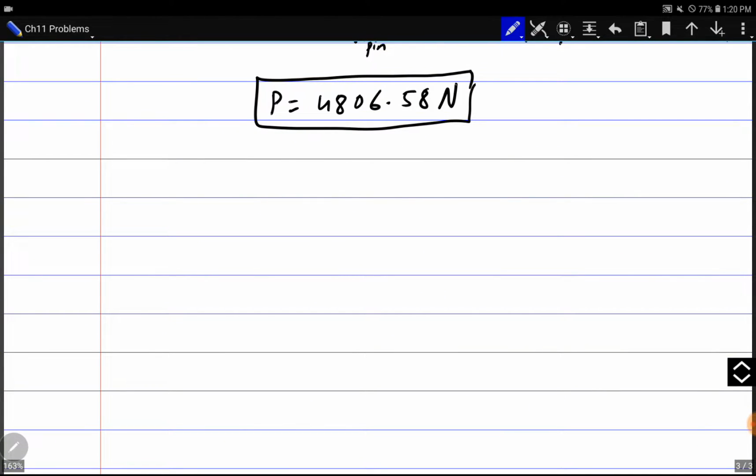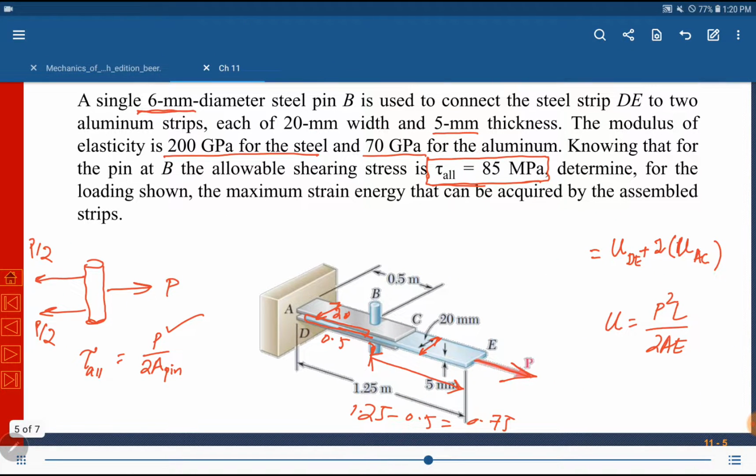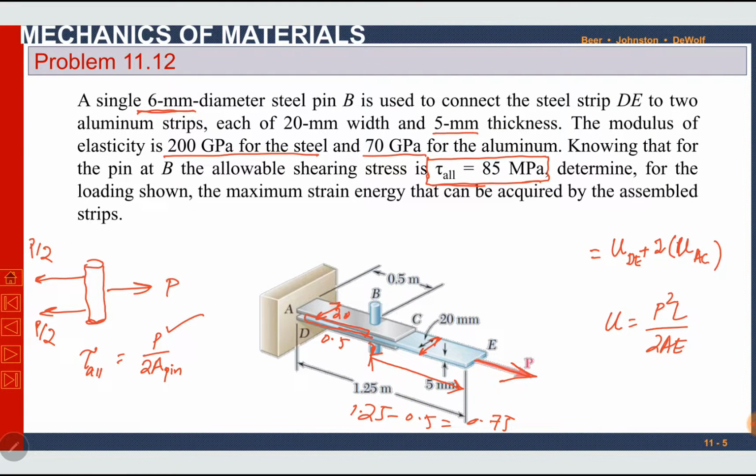This P, here we can see, is applied at point E. So P for this plate DE is 4806.58, but for plates AB and DB it is different. Here this P is between BE only, between this portion only.